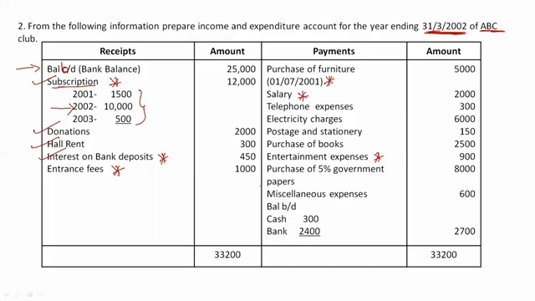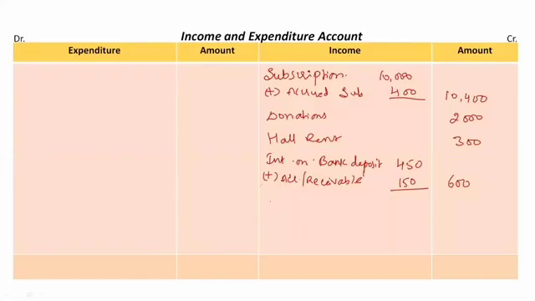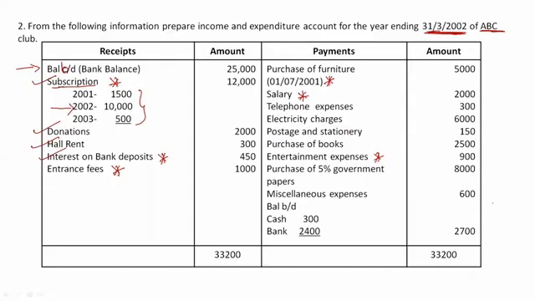Clear? So 1000 rupees is there. 50% of that will be entrance fee. You can mention in the bracket as 50%. It's 500 rupees, half of that. Clear? So everything from the receipt side is completed. Do not tick entrance fees because 100% of the amount has not been taken. So do not tick it.